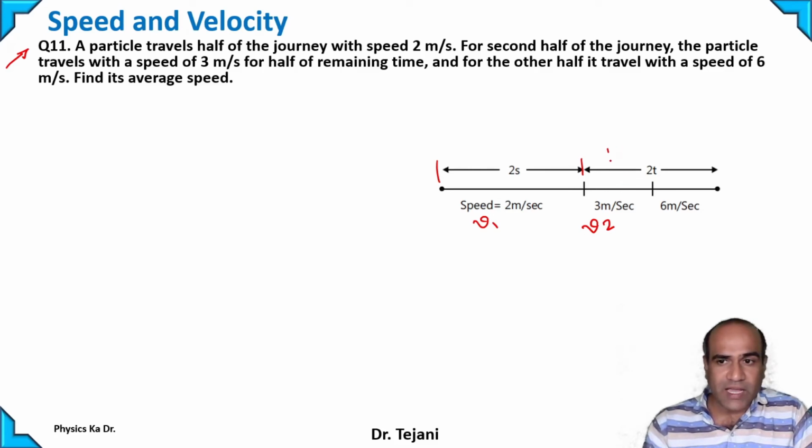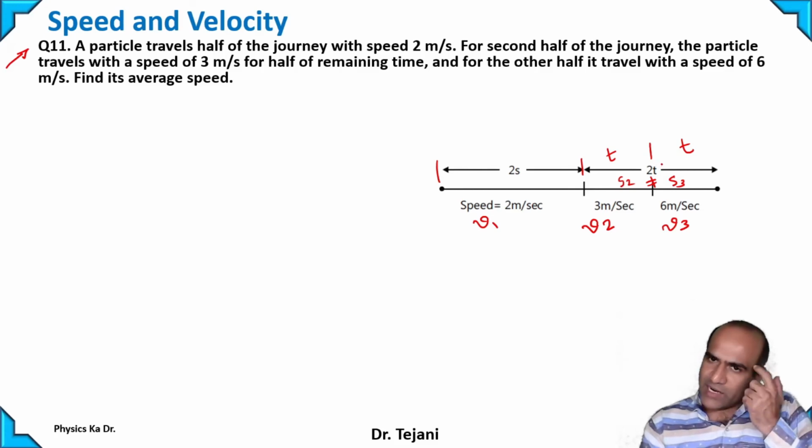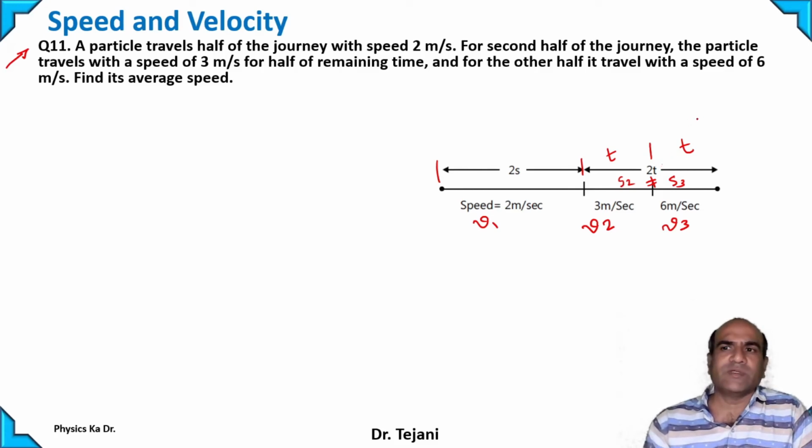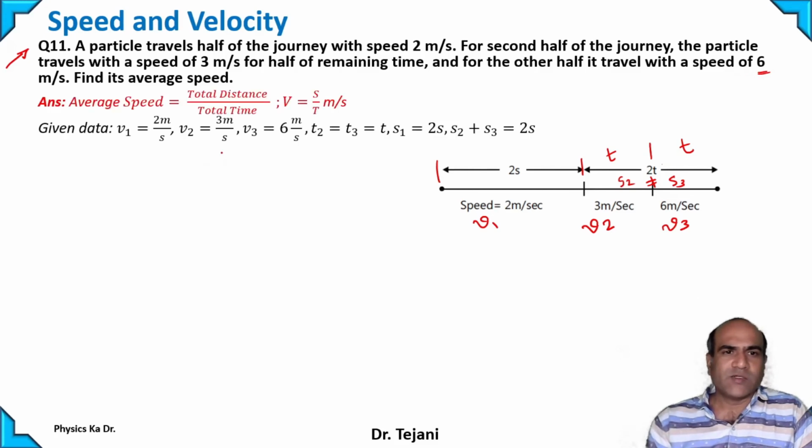So that means we are talking about half of the time. This is V3. Here time is equal, distance is not equal. S2 and S3 are not equal, but time is equal. And for the other half, it travels with the speed 6 meters per second. Find the average speed.